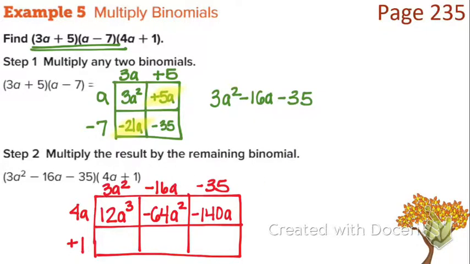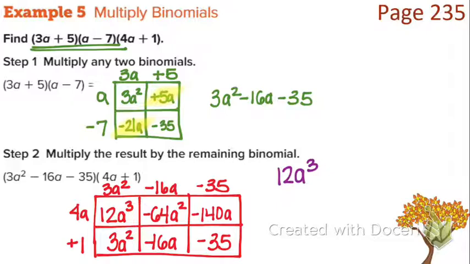Now the bottom row is easy because we're multiplying by 1. When you multiply by 1, the number doesn't change. So that's 3a squared, negative 16a, negative 35. So now we're ready to take out our terms one by one. We're going to start with the highest power. So the highest power is a to the third, so that would be 12a cubed.